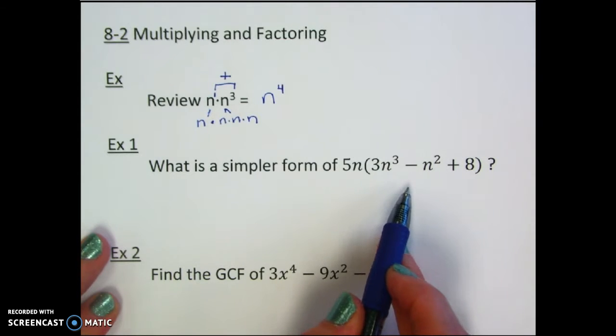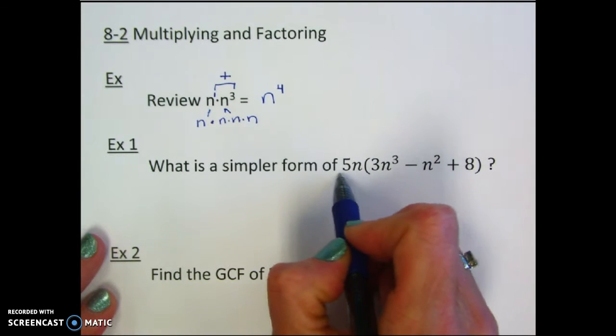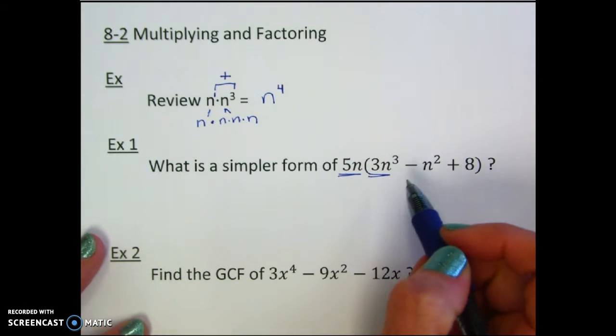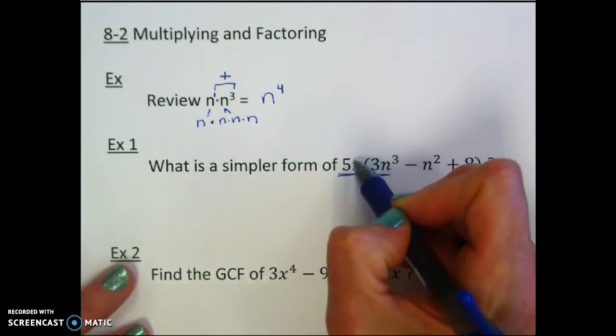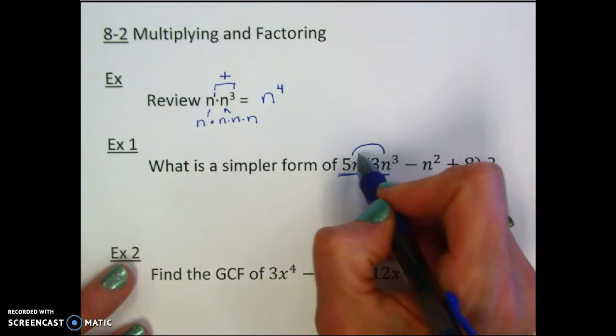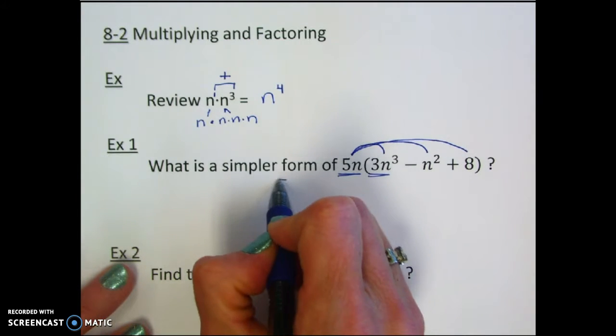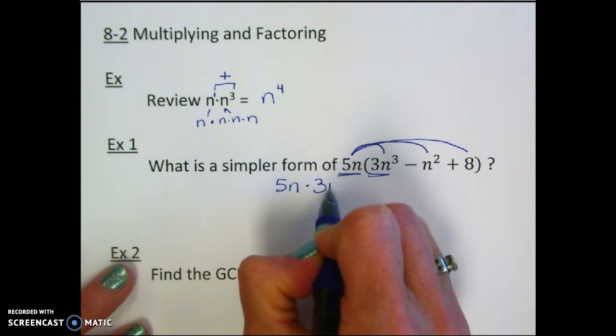What we're going to do now is a distributive property with polynomials. You've done similar things before, but there's going to be a lot more variables in here now. So we want to take the 5n and distribute to the 3n to the third. Then we want to distribute to the next piece and then to the next piece. So first off, 5n times 3n to the third.